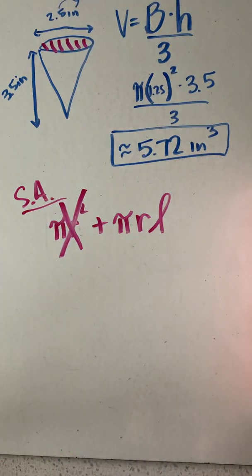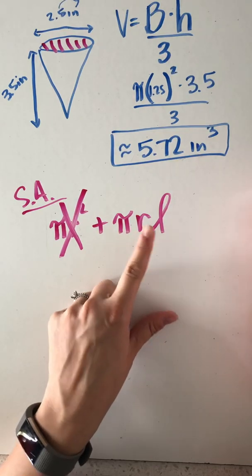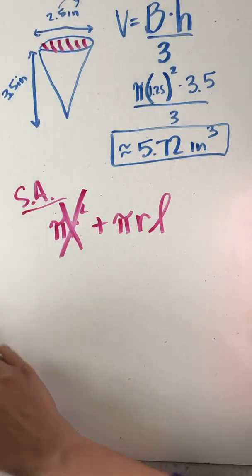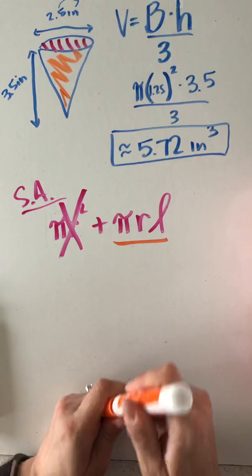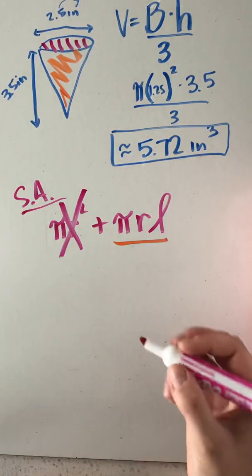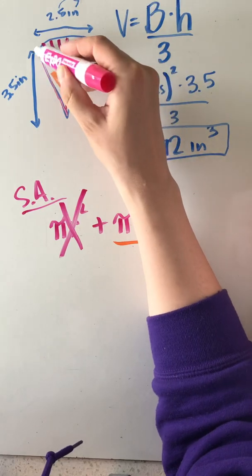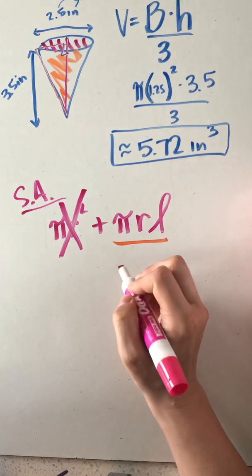And so the only part of the cone that you need is pi times radius times slant height, which is technically what we call the lateral surface area. It's this part right here. Okay, so remember, to find the slant height, we need to create a right triangle using 3.5 as my height. So I'm going to draw my right triangle down here.